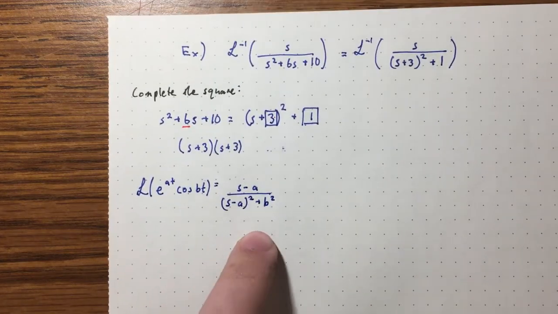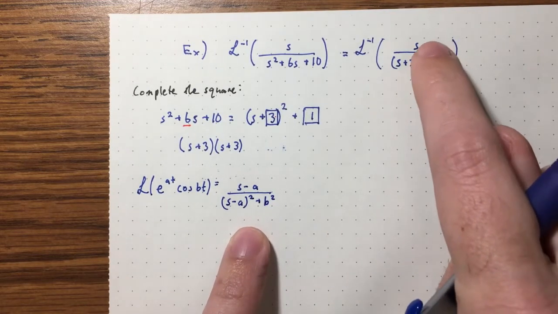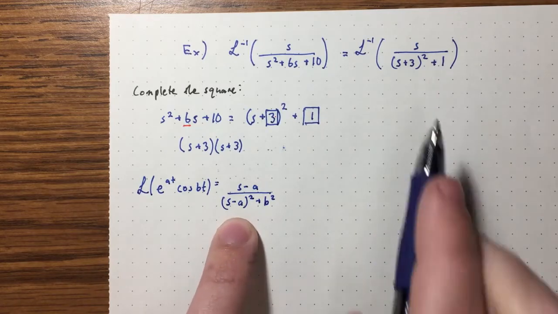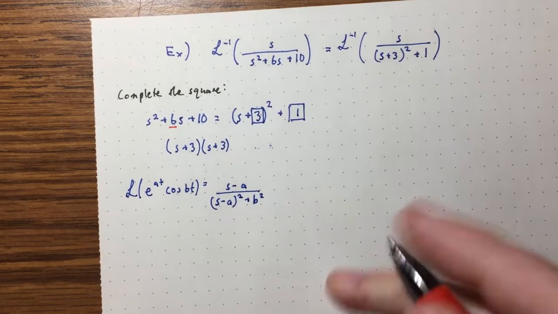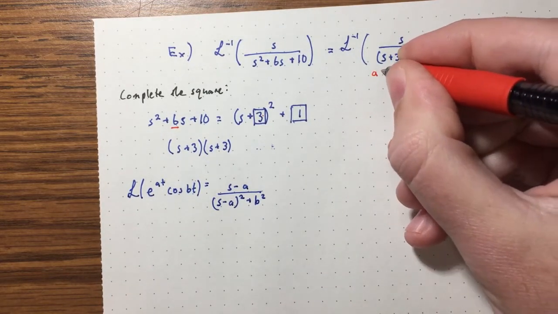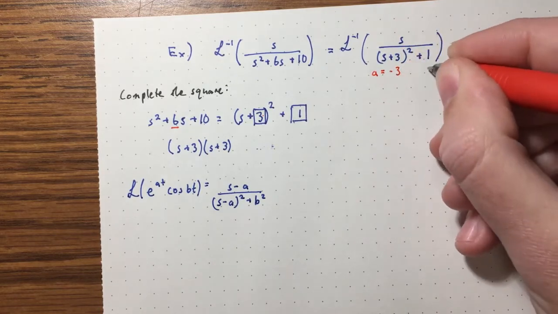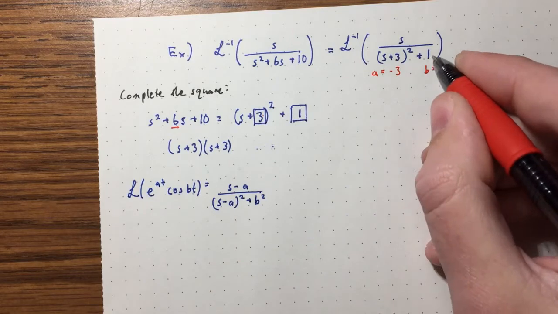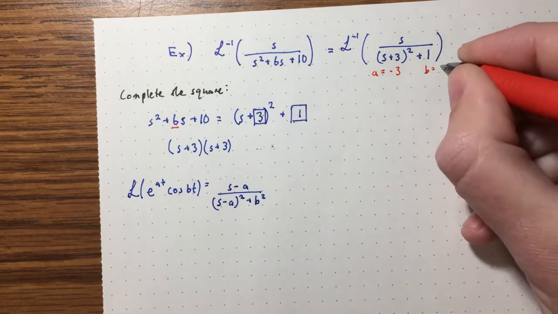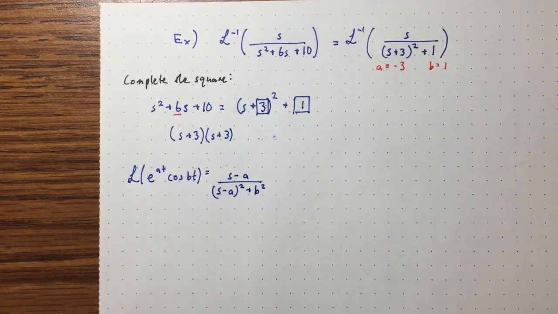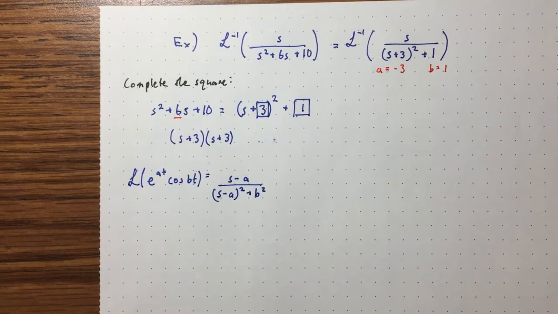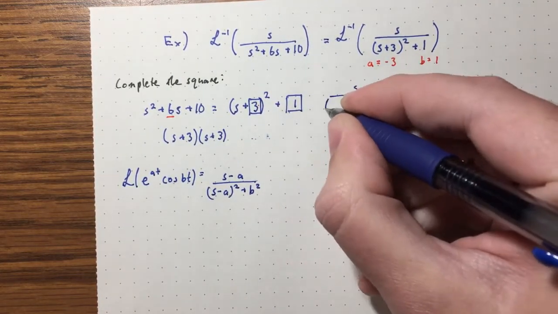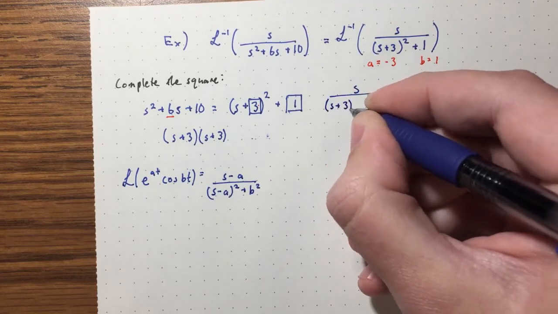We just have an s in the numerator. We don't have an s minus a. What would a be in this example? It would be negative 3. So a would be negative 3. And b squared is this 1, so b has to be 1. But I do not have an s minus a, that is an s plus 3, in the numerator.